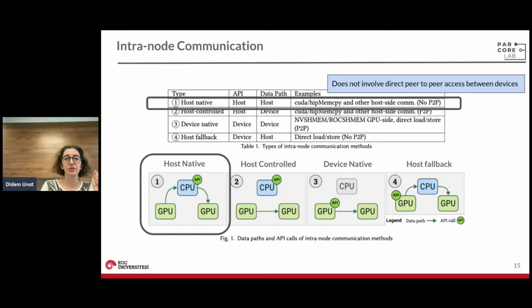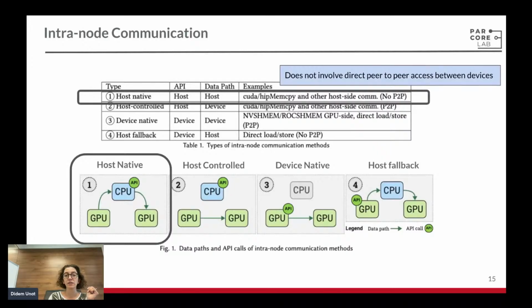Okay, let's start with the first type that we will define. We refer to this as host native. Host native is when there's no peer-to-peer access between devices, so there's no P2P communication. This is how we used to program in the old days. We would send the data to the CPU, and then the CPU host would send the data to the other GPU. So both the API is on the CPU side, and the data path is also going through the CPU side.